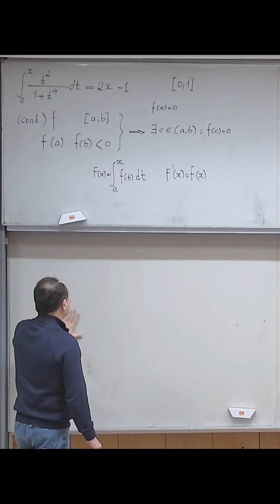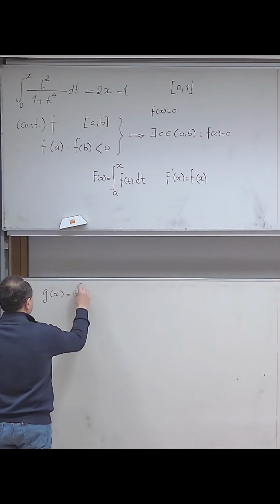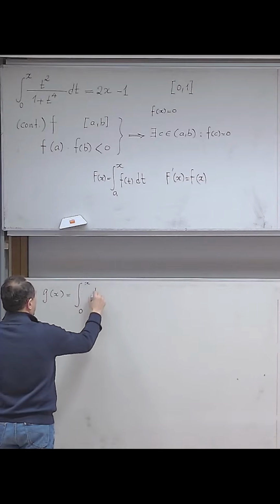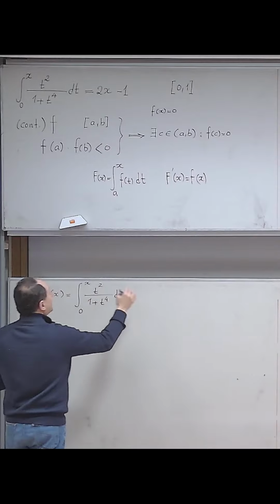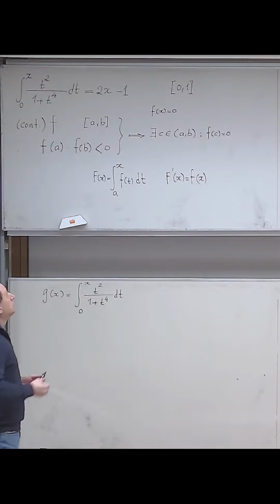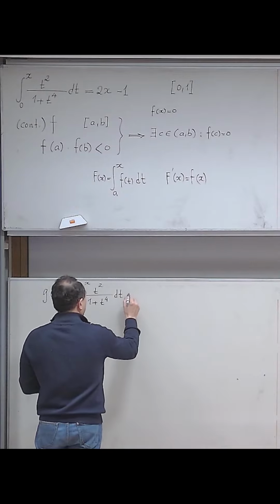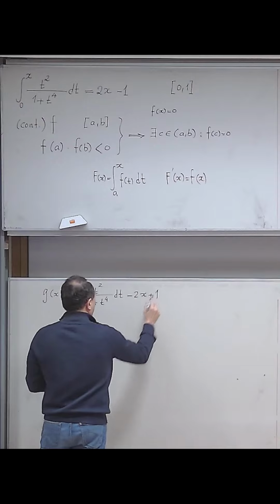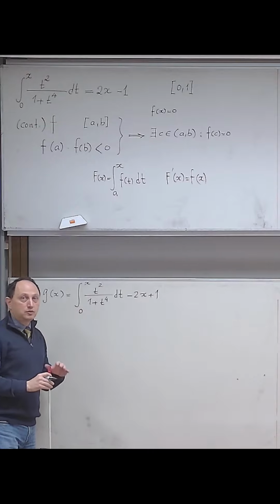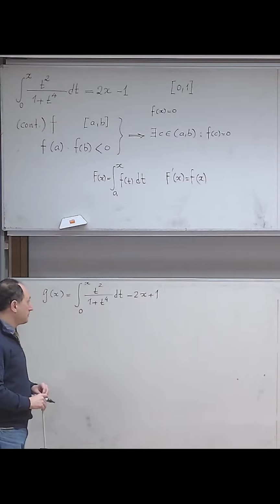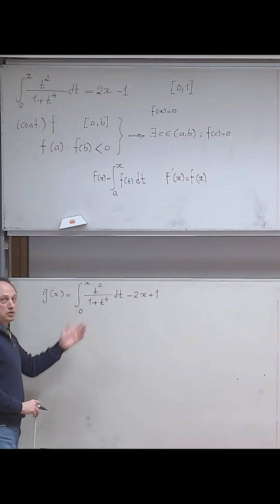I define a function g of x in this form: the integral from 0 to x of t squared over 1 plus t to the power of 4 dt, and I move the other parts to the left, so it becomes minus 2x plus 1. Okay, you have to be a little bit patient to see why this method works if you haven't already seen problems of this type. First of all, my claim is that this function is continuous everywhere.